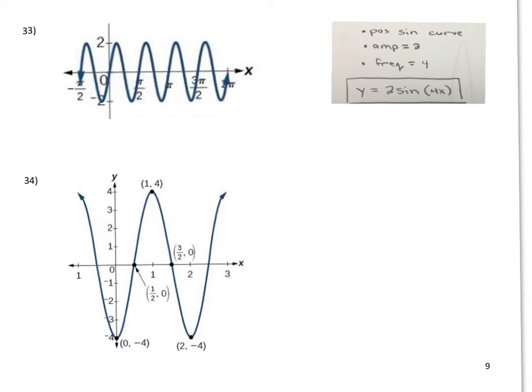All right, number 34. So we could see here this is a cosine curve, right? We know it's not sine because it's not going through 0, 0. Now, not only is this a cosine curve, but on the y-axis, it's starting low and then coming up. So it's an upside down cosine curve. So that tells us that we have a negative cosine curve. Okay, don't think the starting point is over here just because this is high.